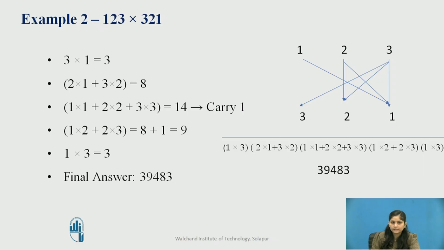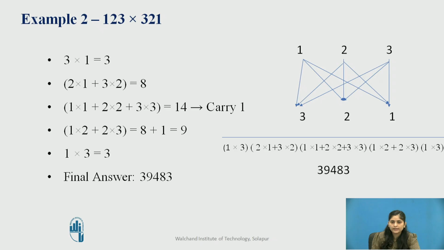Next we multiply the tens place and hundreds place crosswise and add. That means 1 into 2 is 2. Next 3 into 2 is 6, and we perform the addition. Then at last we multiply the hundreds place, that is 1 into 3 is 3.